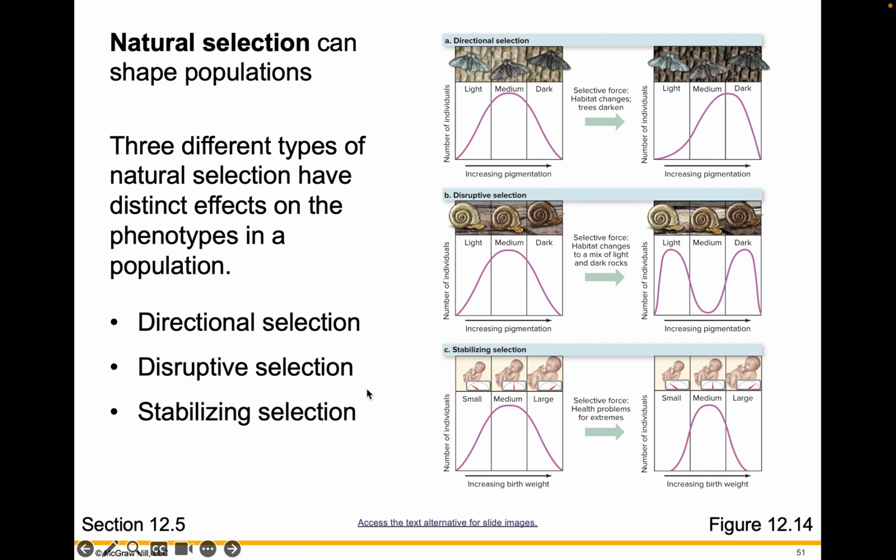And then another type of natural selection is stabilizing selection. So there's actually really strong natural selection for the size of newborn babies. If babies are too small, they have lower survival rates. And if babies are too big, they also have lower survival rates, which is why we generally see a very narrow range of birth weights for full-term human babies.